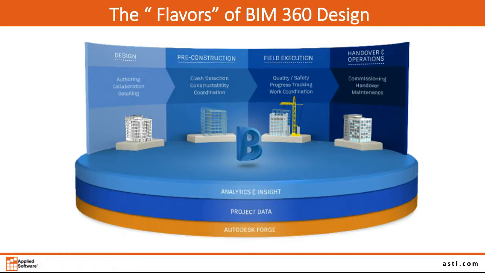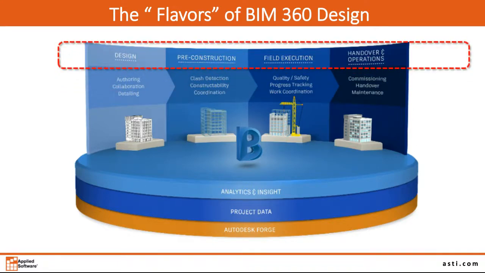Starting from left to right, we have design, then pre-construction, field execution, and handover and operations. BIM 360 design, what we're going to be focusing on, is an aspect that covers all flavors of BIM 360 design. If you've ever attended any of my other webinars, you've seen me talk specifically about the one all the way on the left-hand side called BIM 360 design. And that BIM 360 design is all about the construction documents, the documentation, all the way up to 100% permit, which pretty much everyone on the phone call is probably worried about or concerned.